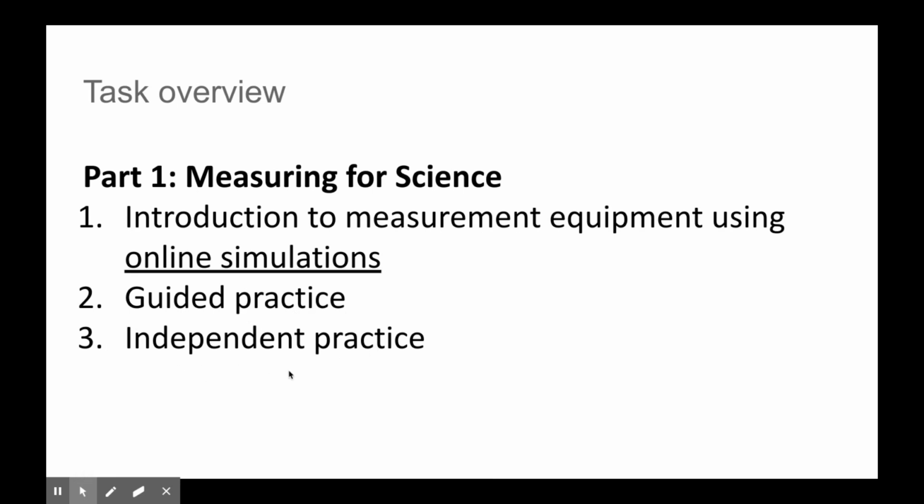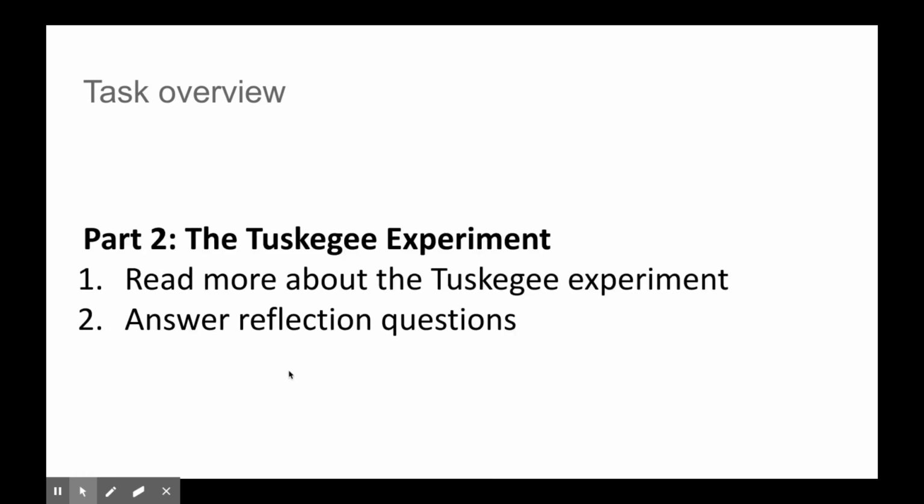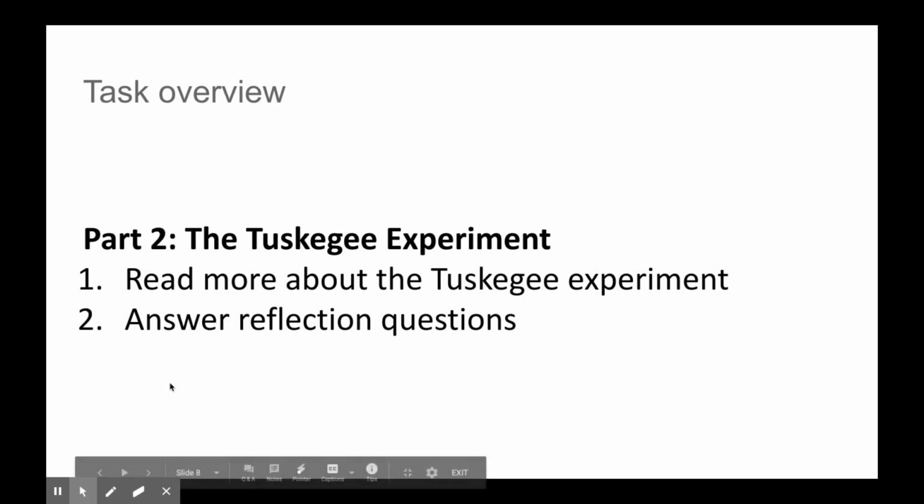For Part 2, we're going to learn about the Tuskegee Experiment. The Tuskegee Experiment was an unethical experiment that involved studying Black men who had syphilis. So in Part 2, you'll read more about this experiment. You'll have a couple of different articles to choose from, and then you'll answer reflection questions.